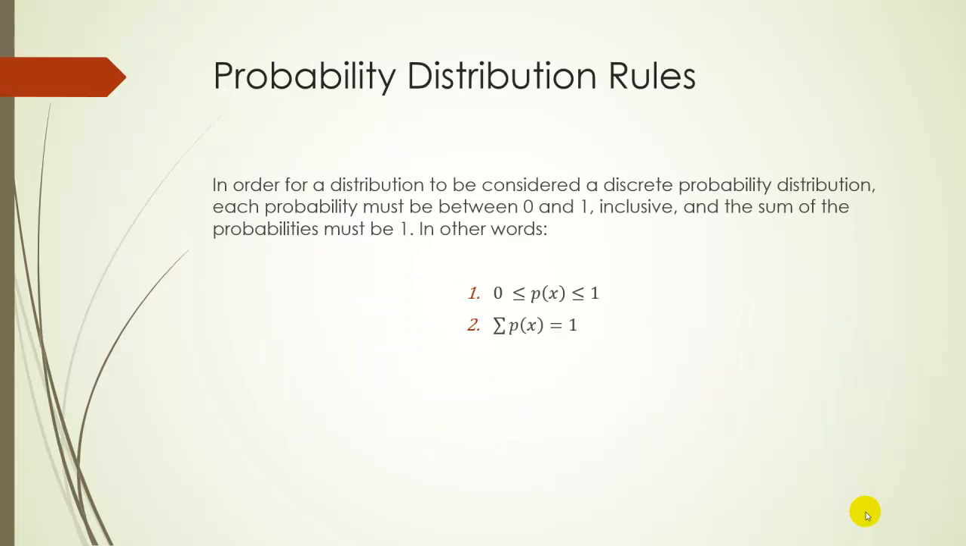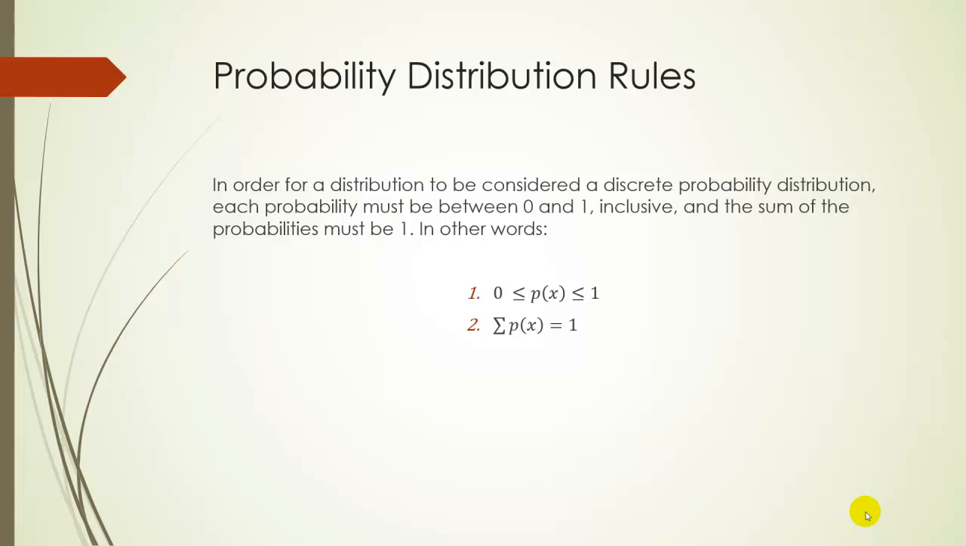A few notes about probability distributions. Each probability in a probability distribution has to be between 0 and 1 inclusively. In other words, 0 and 1 are included as possible results. We explored this before when we talked about probabilities. You can't have a probability that's negative, and you can't have a probability that's more than 1, meaning there'd be more than a 100% chance of something happening, and that can't happen.